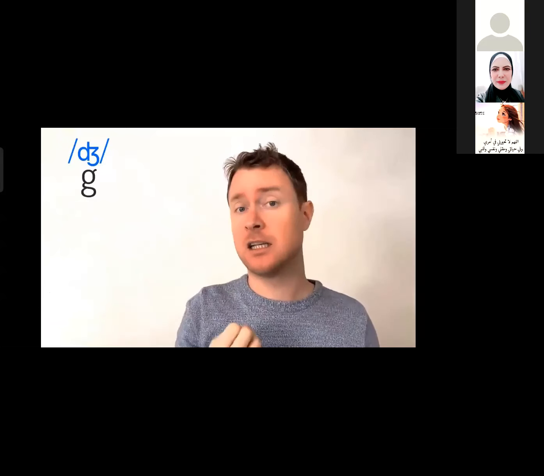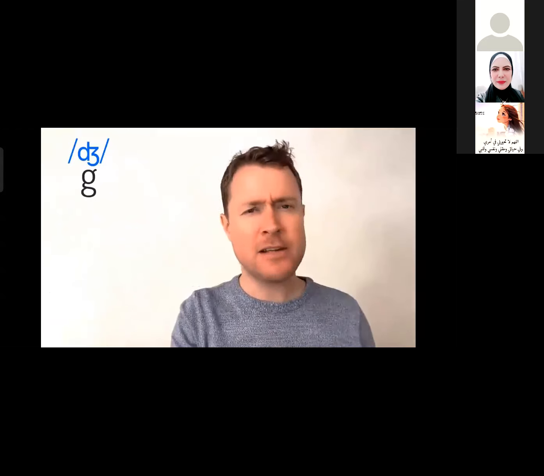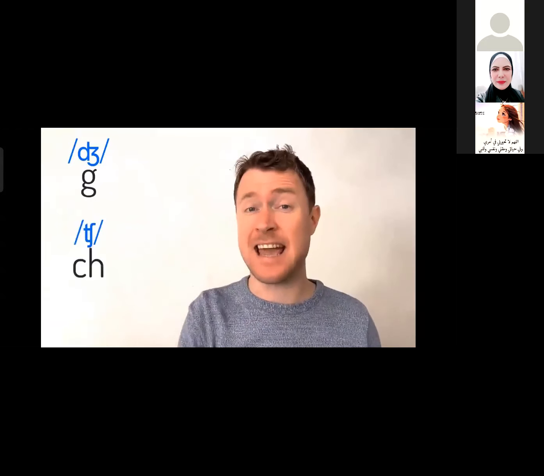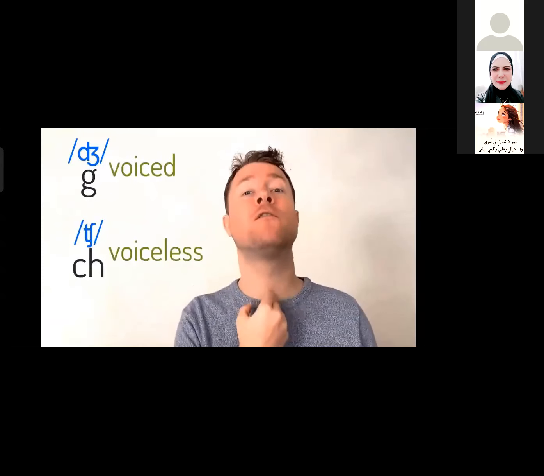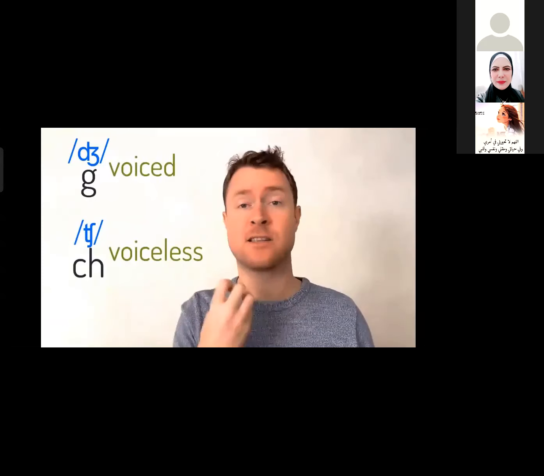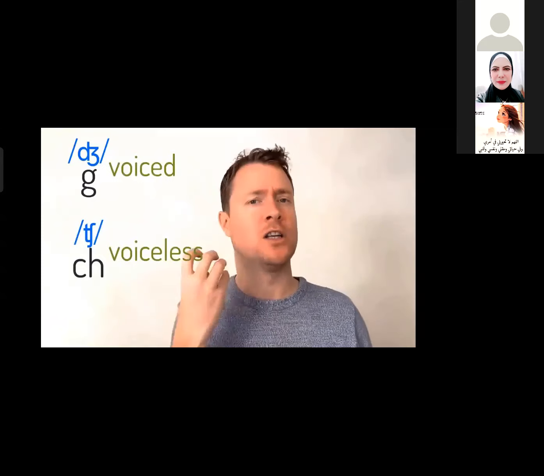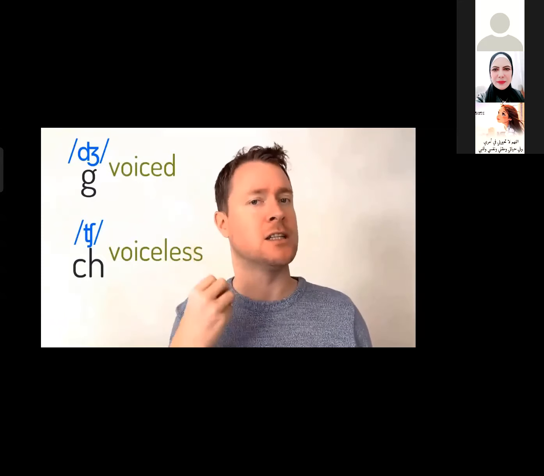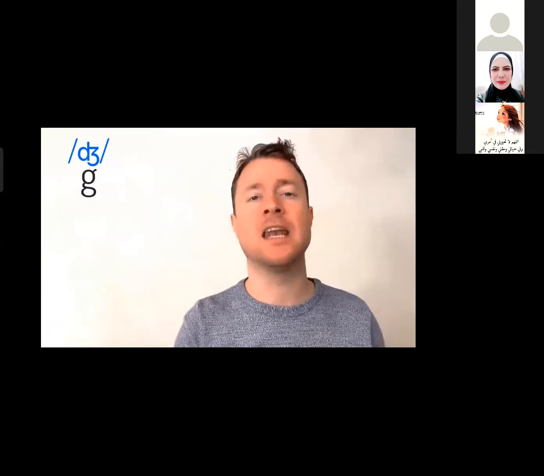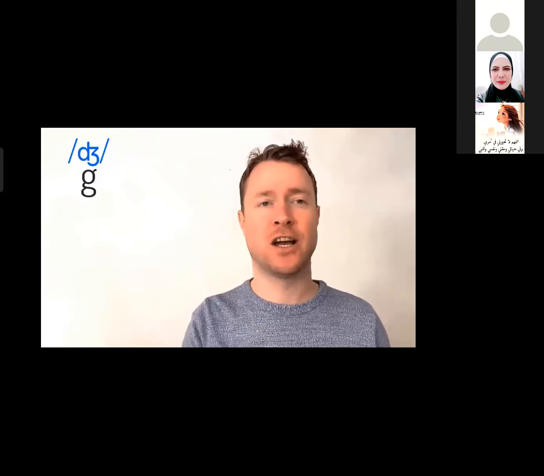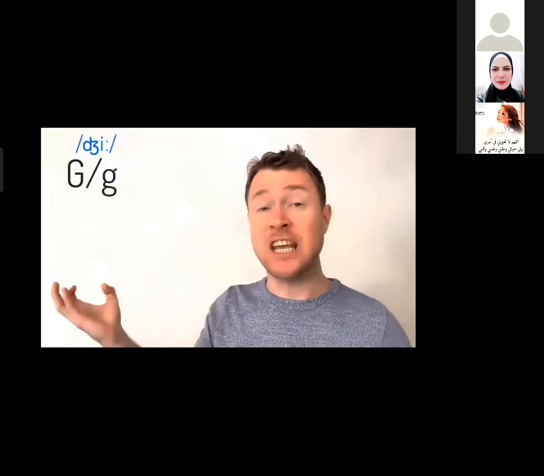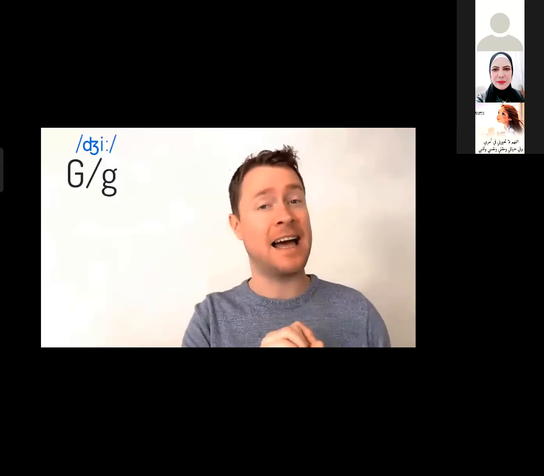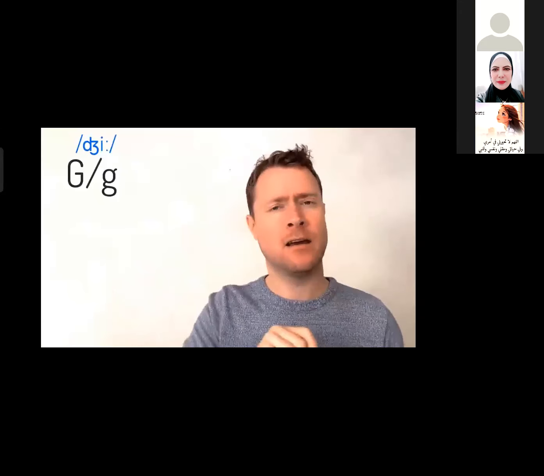Okay, it's a very similar position to the CH sound. The only difference here is that your vocal cords are vibrating. It's a voiced sound. J, J, J. Okay, practice with me again. J, J, J. So when we're pronouncing the name of the letter G, we're saying J and E.